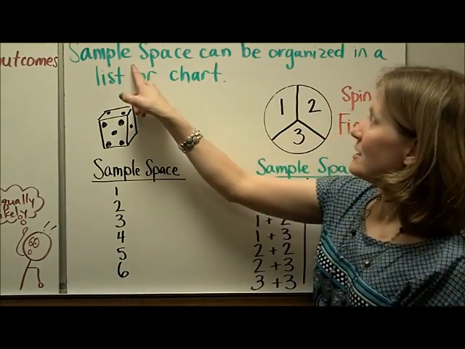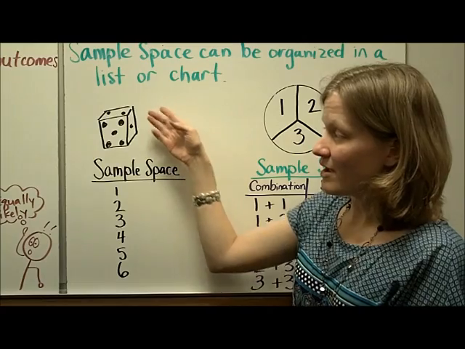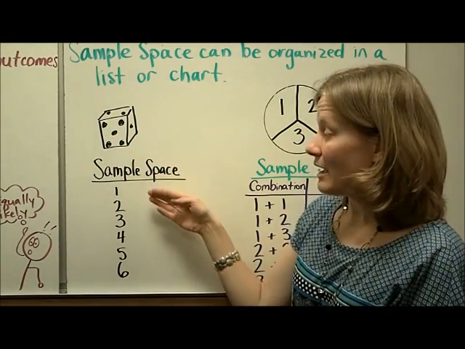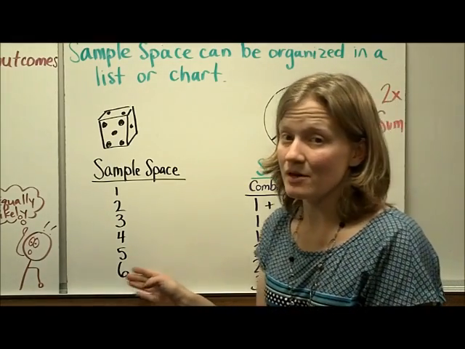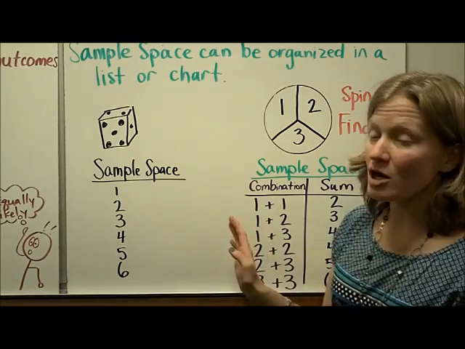I can organize the sample space in a list or a chart. For example, if I wanted to see what are my possible outcomes of rolling a die, I could list them 1 through 6 here. Or I could also show my sample space in a chart.